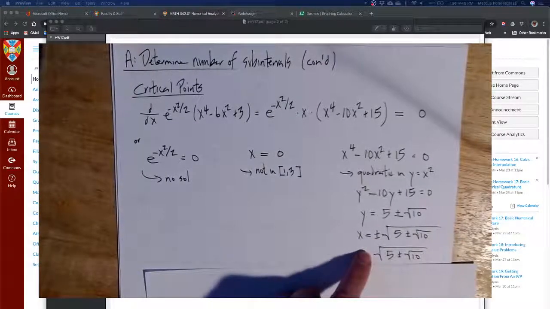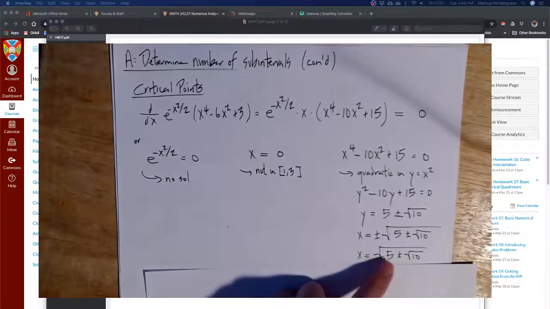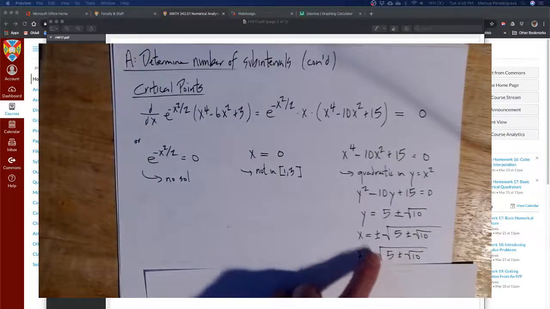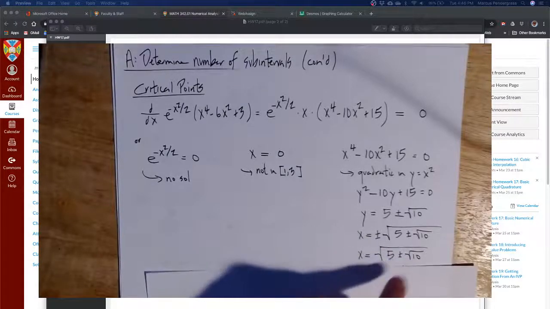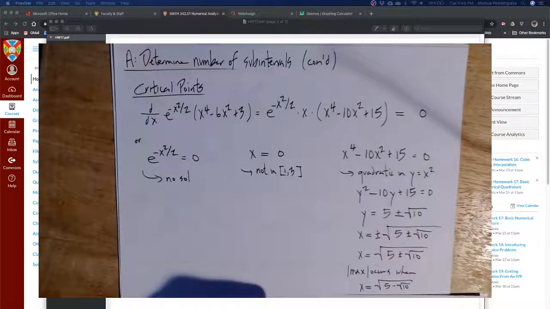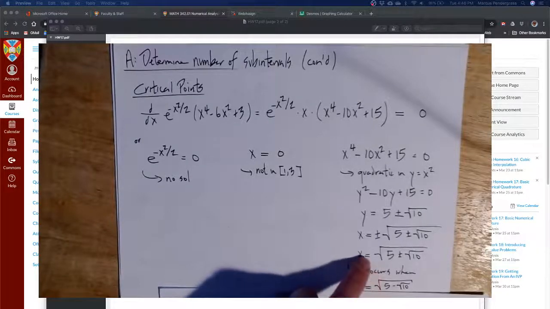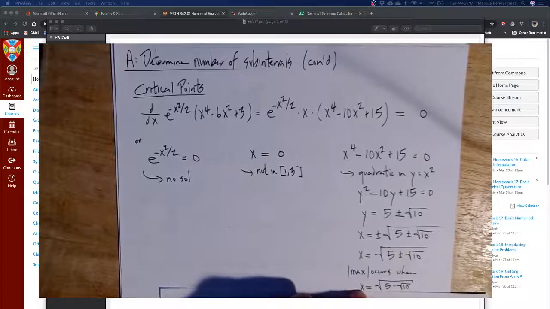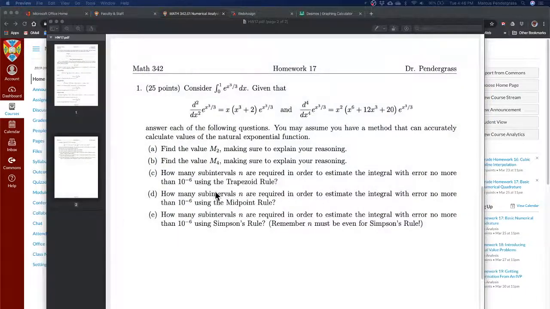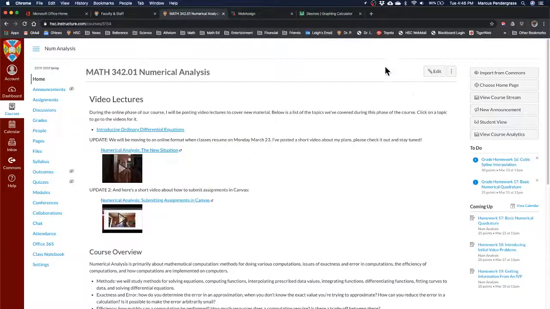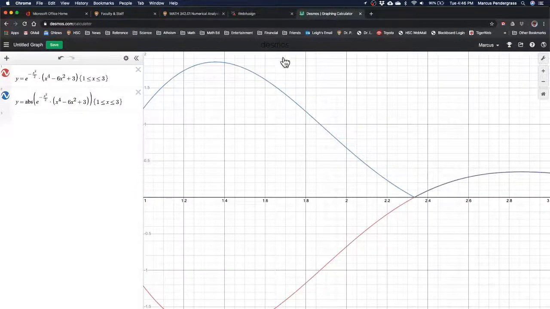And it turns out that both of these remaining points, the square root of 5 plus radical 10 and the square root of 5 minus the square root of 10, are in the interval from 1 to 3, but the maximum of the absolute value actually occurs at the square root of 5 minus radical 10. One way to see that is to just work through it, but you can also just graph the function you're trying to maximize.